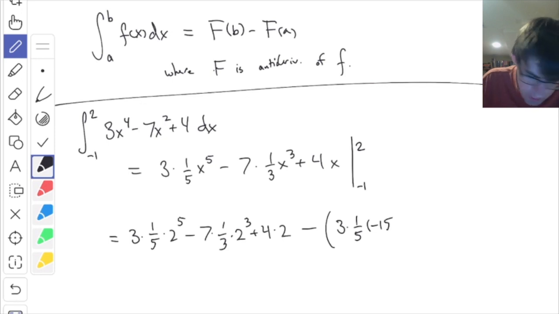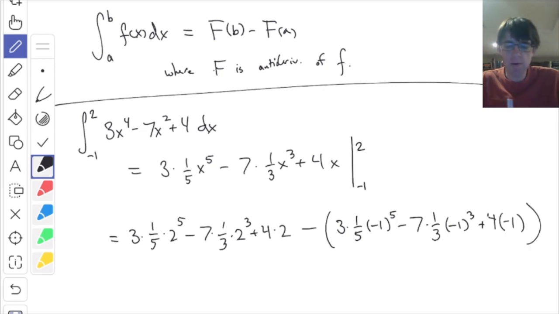3 times 1/5 times (-1) to the 5th minus 7 times 1/3 times (-1) to the 3rd plus 4 times -1. There it is. And this is the answer. That's the actual area under the curve. If you want, you can plug all of that into a calculator if you want to see what the number is. But I don't care about that so much. This is the area under the curve. Any questions about that one?